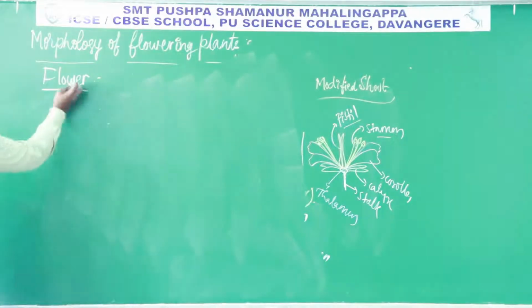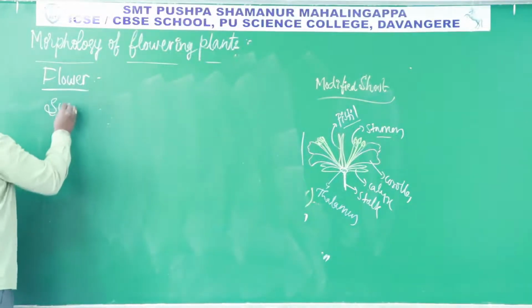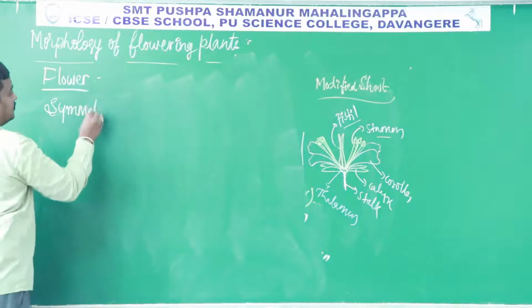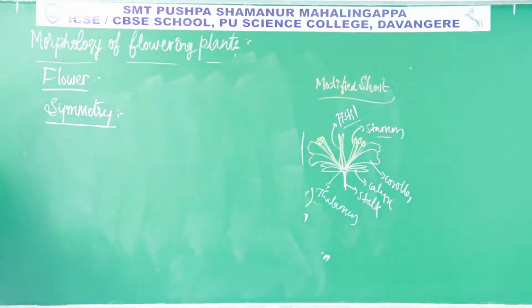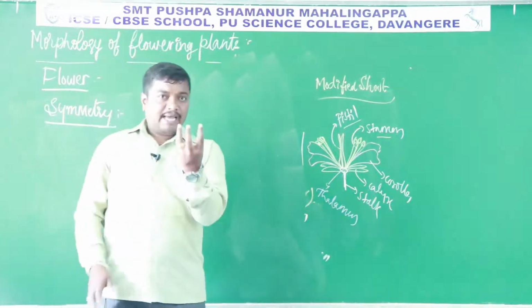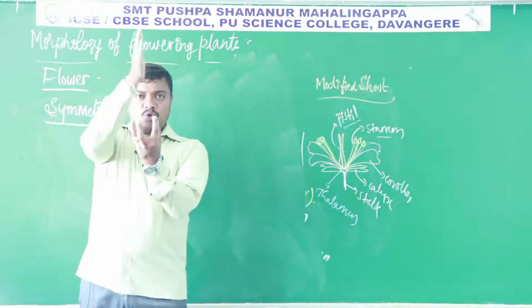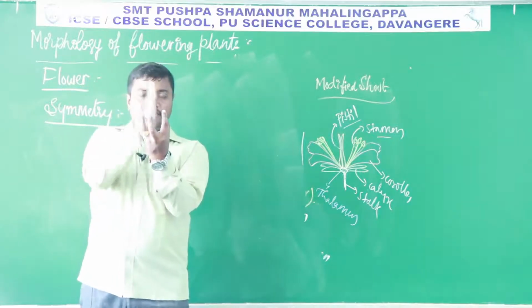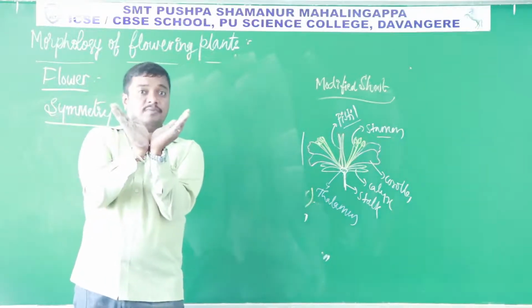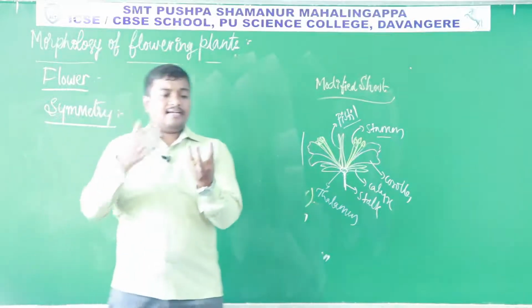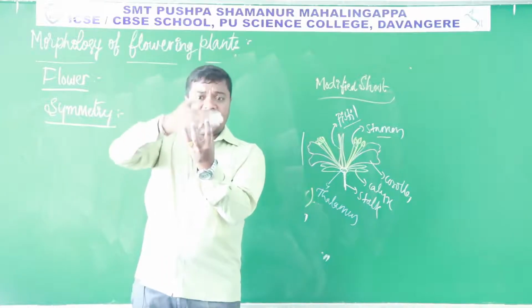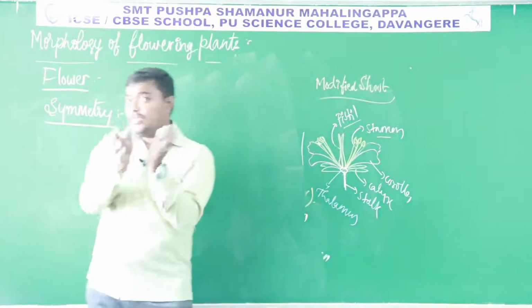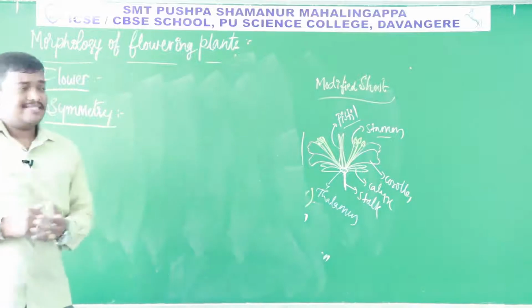So next come to the symmetry. So symmetry means if you take a flower and imaginarily cut into two equal halves, okay, there are some flowers where you get mirror image equal halves. And in some flowers you can cut in any direction or any plane of axis into two equal halves. That is one kind of symmetry.